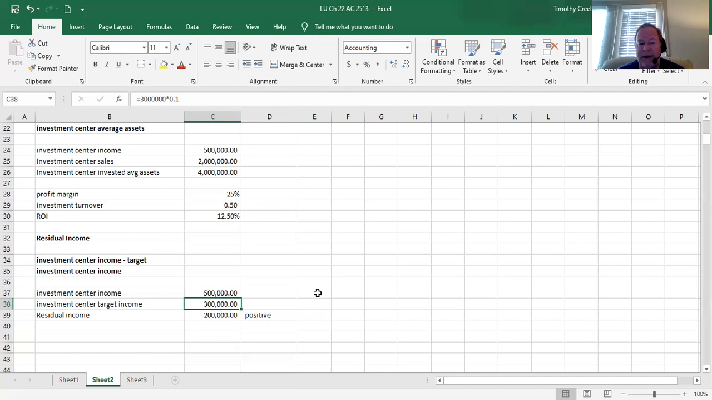And if your residual income is positive, that is a good thing. That means that your unit or that part of your company has made more than the target income goal set for them. So that is good. And again, that's something that's good for the company and good for that individual manager.